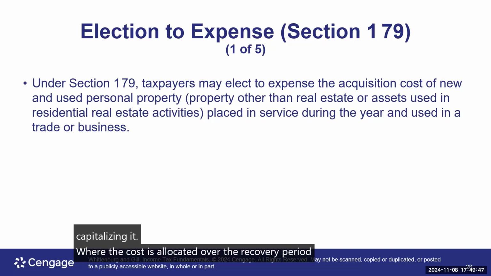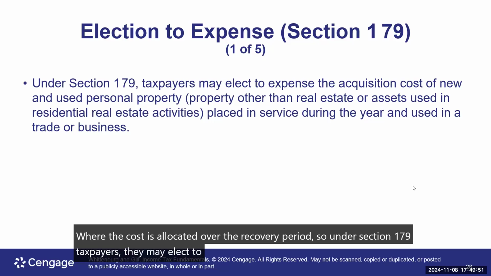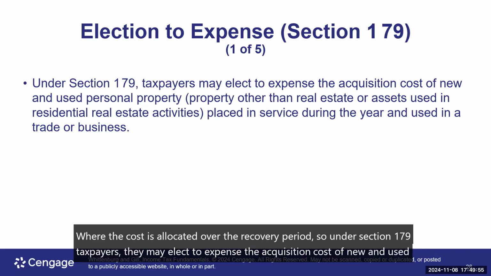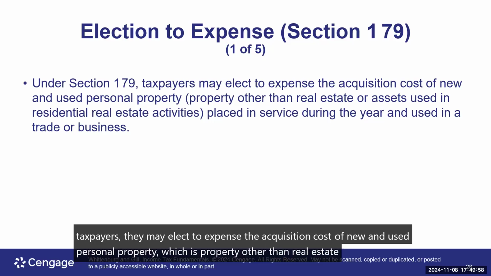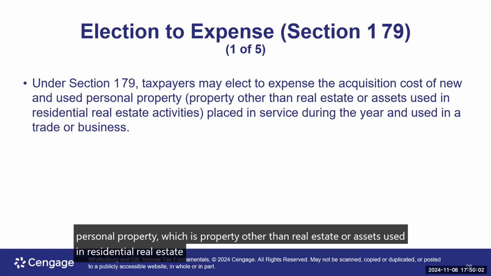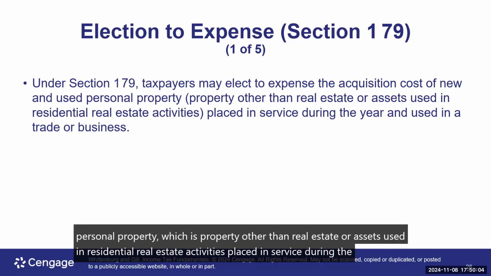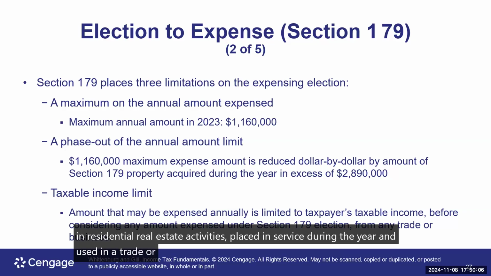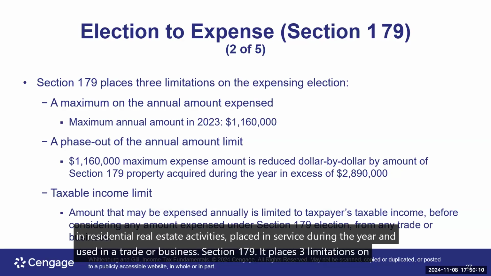Under Section 179, taxpayers may elect to expense the acquisition cost of new and used personal property, which is property other than real estate or assets used in residential real estate activities, placed in service during the year and used in a trade or business. Section 179 places 3 limitations on the expensing election.